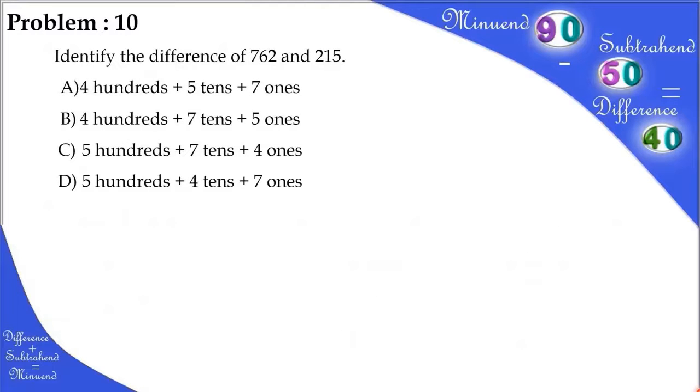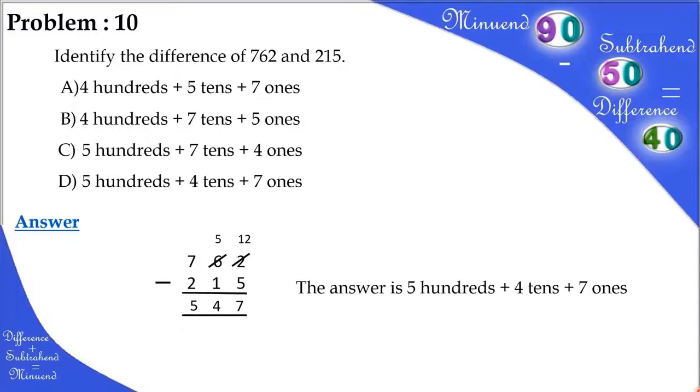Problem number 10. Identify the difference of 762 and 215. We will subtract these two. The minuend is not big enough to subtract the subtrahend, so we will borrow. 6 will become 5, 2 will become 12. 12 minus 5 is 7, 5 minus 1 is 4, 7 minus 2 is 5. So the answer is 500 plus 4 tens plus 7 ones.